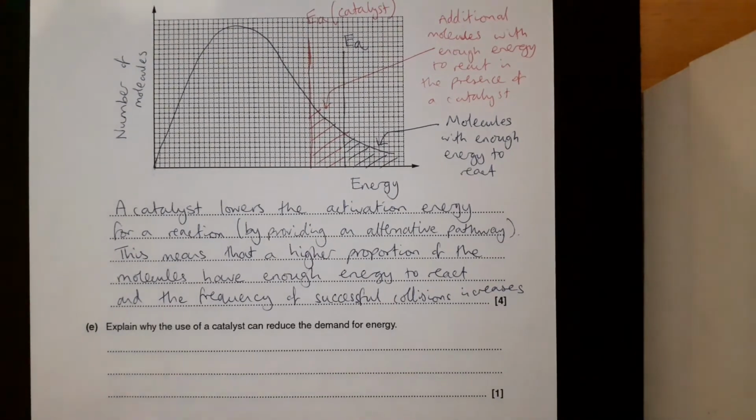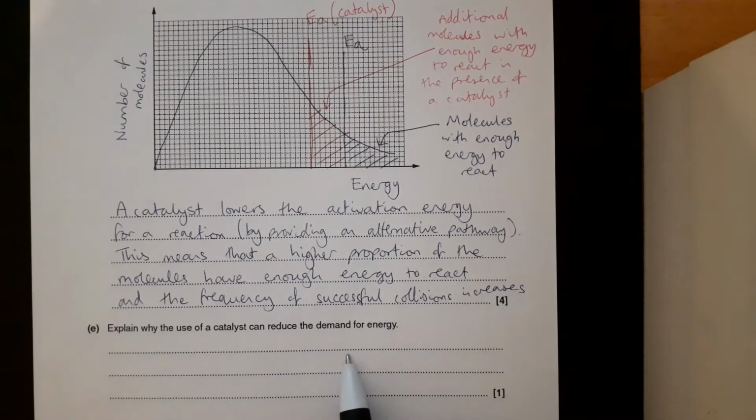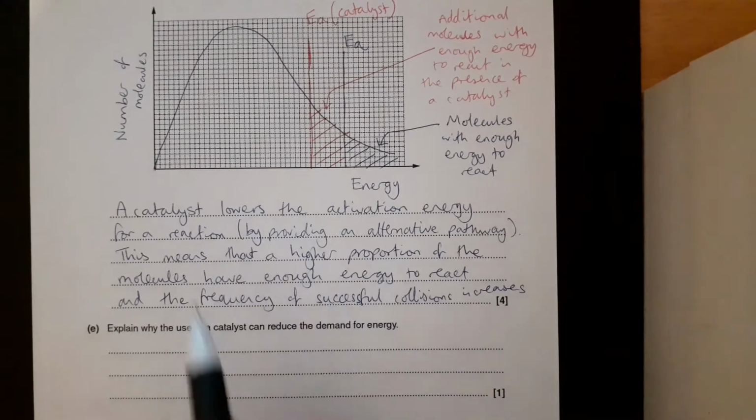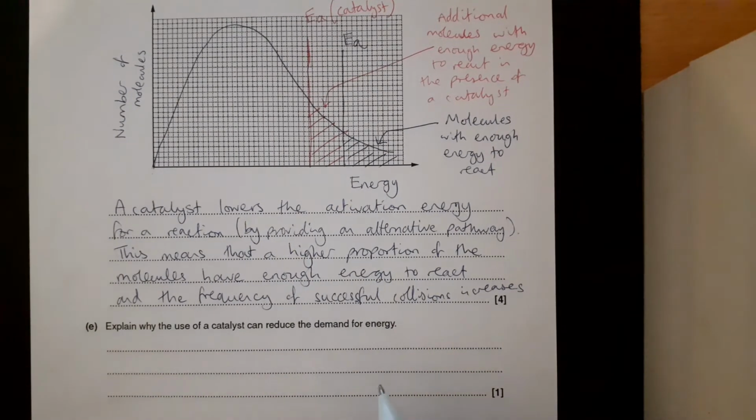Right. Then it says, explain why the use of a catalyst can reduce the demand for energy. So this is a similar kind of question to the one we saw in the previous video, where it was talking about catalysts helping you to be sustainable because you're using less energy. They don't just want you to write here because it lowers the activation energy, because you've just written that in the previous part of the question. Right? They're not going to give you a mark for that again. We need to do something different.